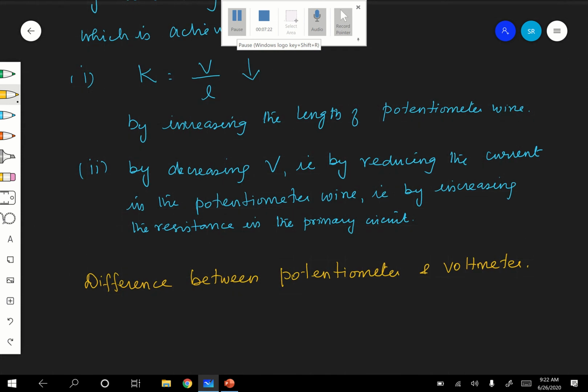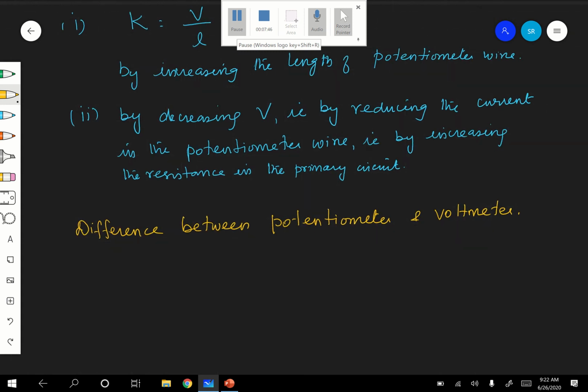Potentiometer is also meant for, there are so many applications, but one very important application is finding the potential difference between any two points. Correct? Therefore, for finding the EMF of the cell. The voltmeter is also meant for the same. So now we are differentiating. What are they? First, the potentiometer.